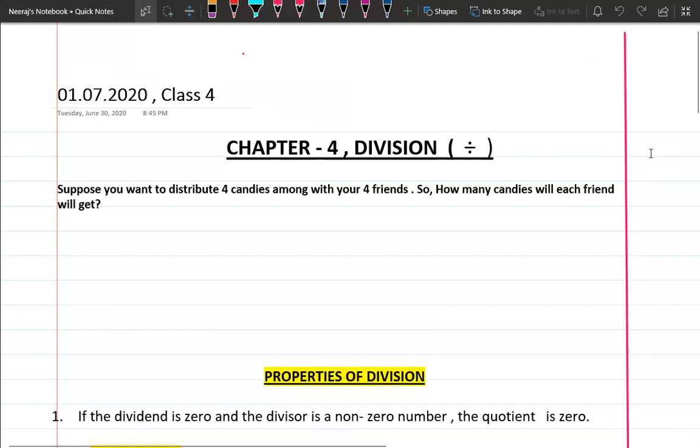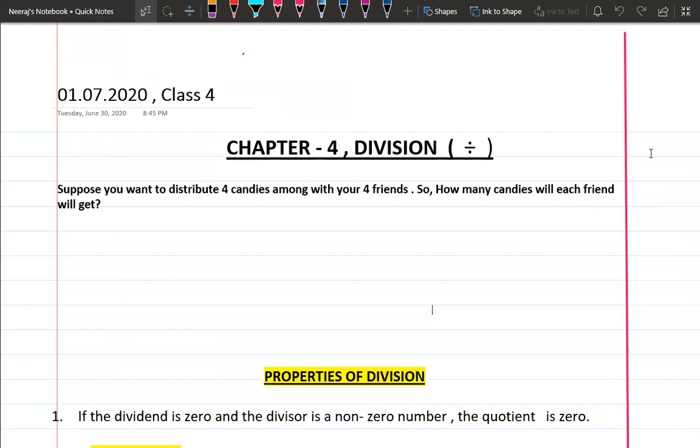Hello children, today we are going to start a new chapter, chapter 4, division. In class 3 we have already learnt some basic concepts of division. We will thoroughly revise them, and we will learn a new concept: how to divide numbers.